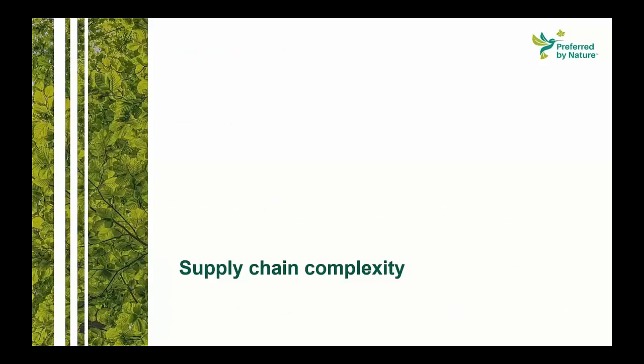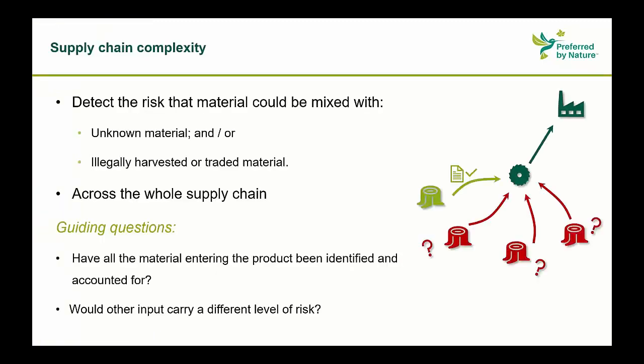Last but not least, supply chain complexity. As Sarah mentioned already, the regulation is talking about supply chain complexity, but in reality, what is required is to assess whether the material could be mixed with a non-material and/or illegally harvested traded material, right? A non-material could be illegally harvested and is not complying with the requirements to have information on the country of harvest or region of harvest or forest of harvest, depending on the cases, right?